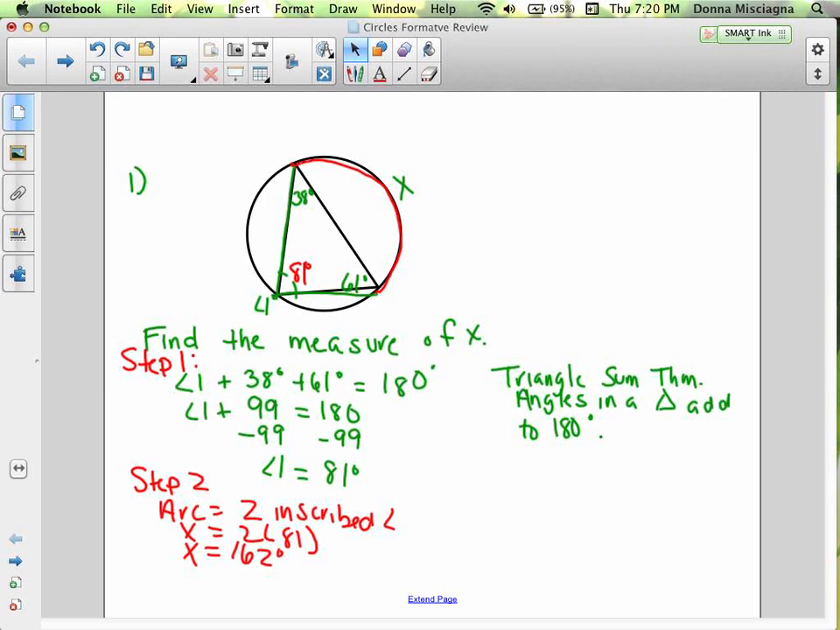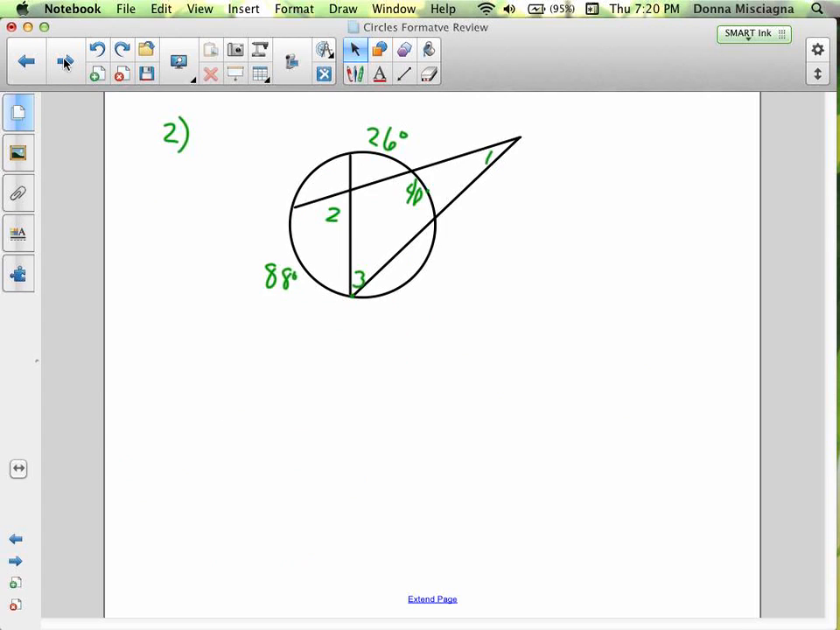And there we go. All right, so there's our first problem. We found it. So x is equal to 162 degrees. So if you have a problem that involves a triangle and you know 2 angles, find the third angle. And remember that the intercepted arc is twice the inscribed angle. Let's look at the next problem.